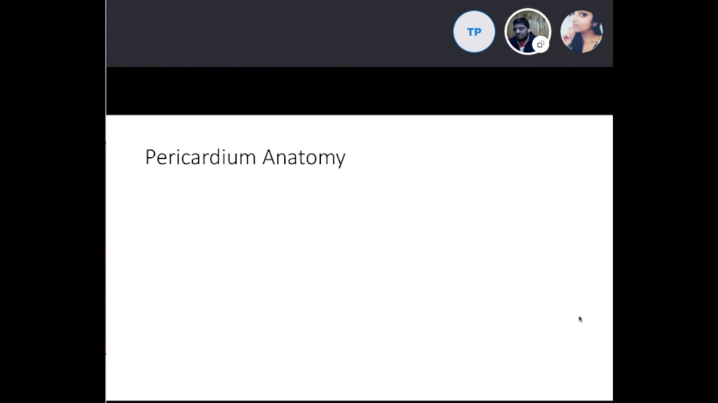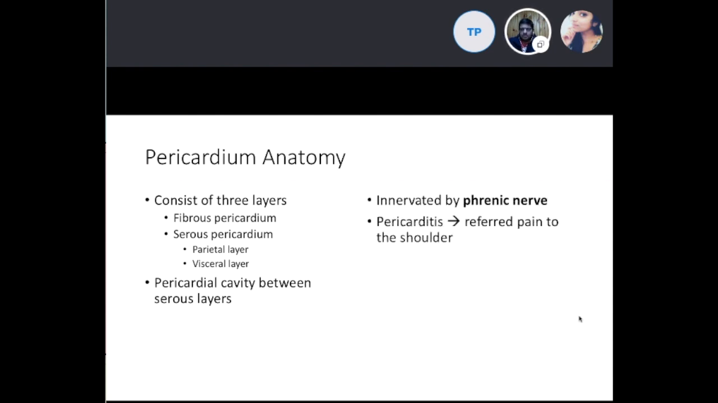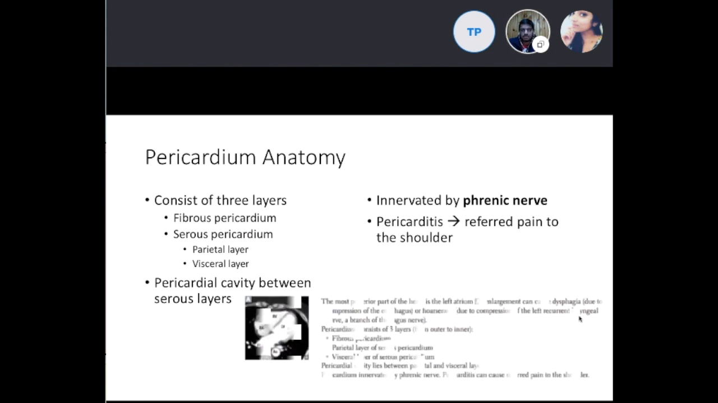So pericardium anatomy, it consists of three layers: the fibrous pericardium, the serous pericardium, and then within the serous pericardium there's two different types. There's the parietal layer and the visceral layer, and the pericardial cavity is between the serous layers. And the pericardium is innervated by the phrenic nerve, so when you have pericarditis, you often get referred pain to the shoulder. So the diseases that we'll talk about today are pericarditis, tamponade, and constrictive pericarditis.